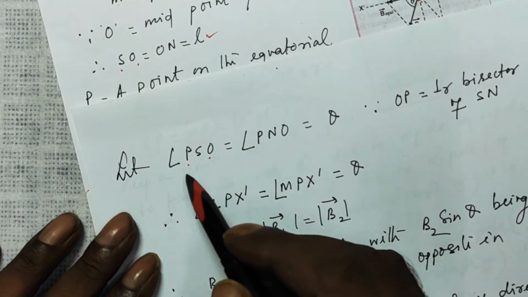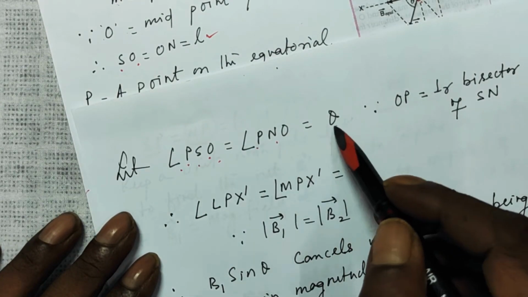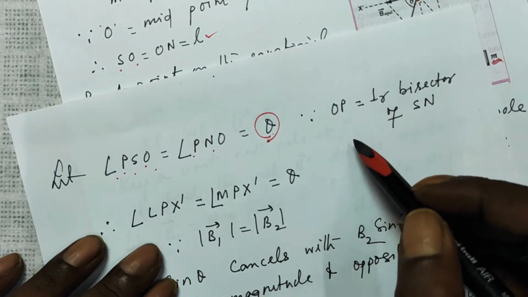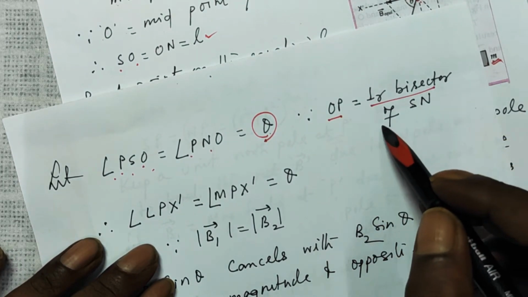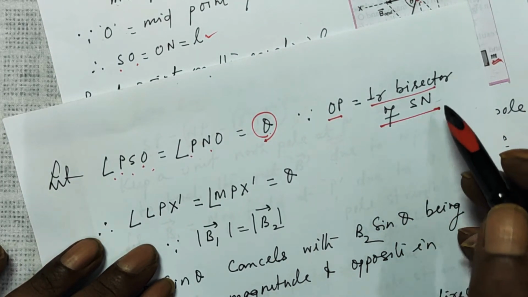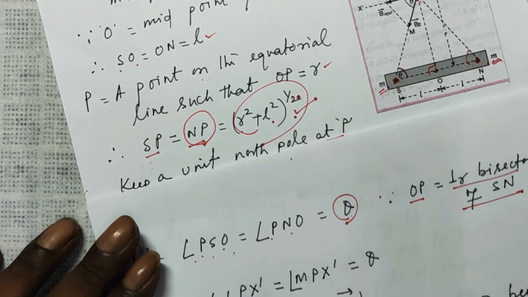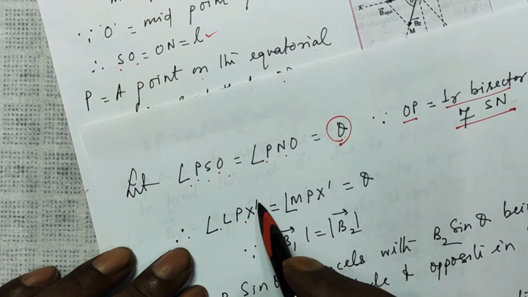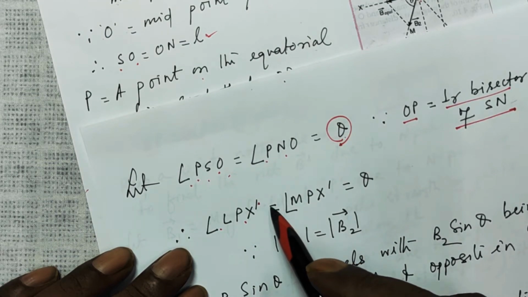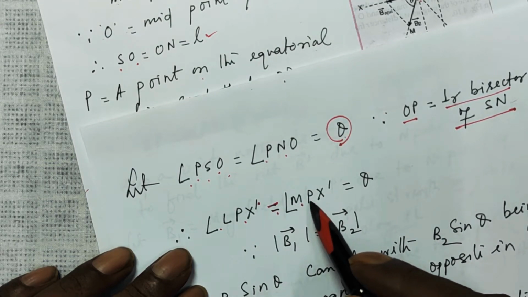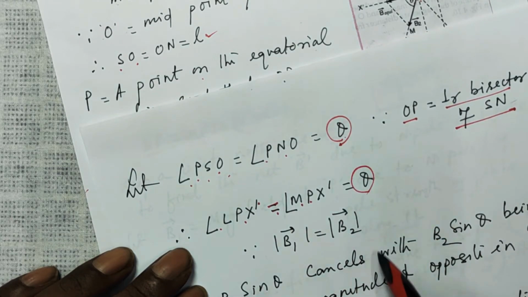Therefore, angle PSO is equal to PNO is equal to theta. The reason I have explained, because OB is the perpendicular bisector of the bar magnet. Therefore, angle LPX dash is equal to angle MPX dash is equal to theta.